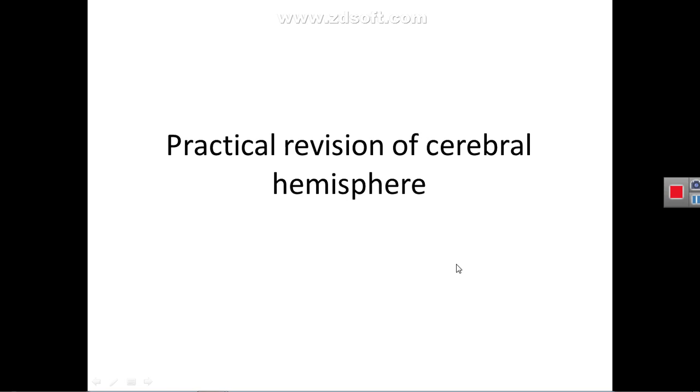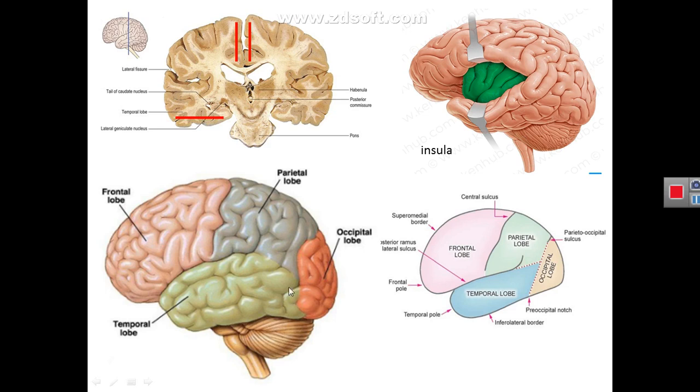This is a presentation on practical aspects of topography of the cerebral hemisphere. This figure shows parts of the brain, which are the cerebrum, the cerebellum, and the brainstem. These parts of the brain plus the spinal cord form the central nervous system.